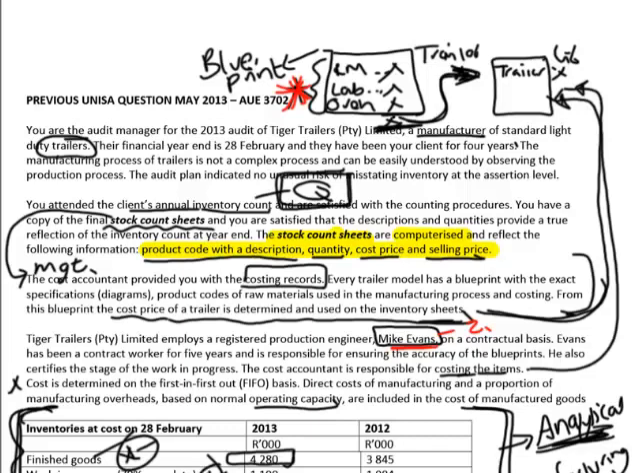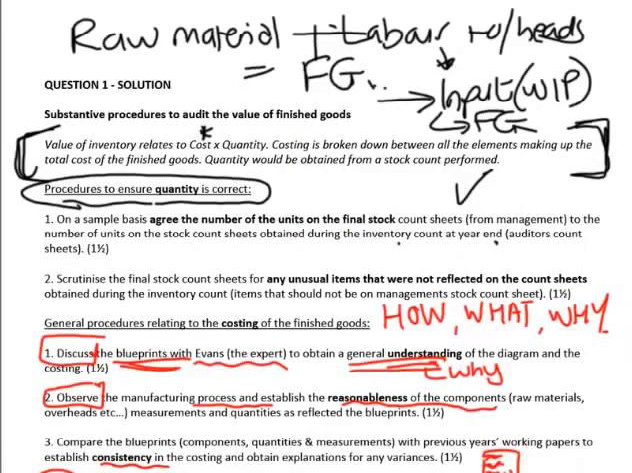Now, we didn't specifically refer to it in the solution, which is why I'd like to go back and just point out where we could have actually used CATs. So if we read through, we'll see things like scrutinizing the final stock count sheets for any unusual items. We could use CATs to do something like that if we were specific. We have to say scrutinize it for unusual items such as negative items. Remember, inventory shouldn't have a negative value.